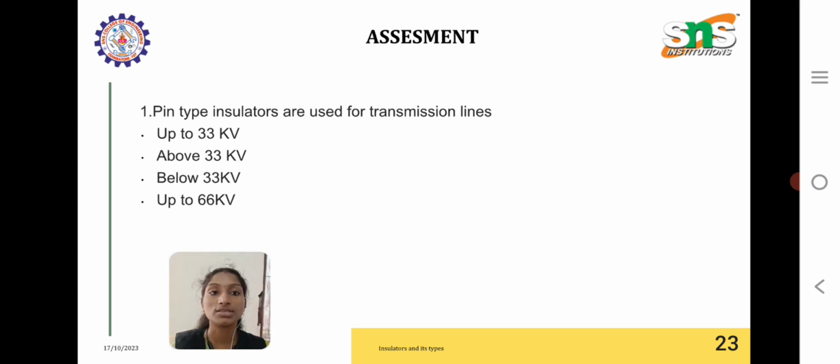Pin type insulators are used for transmission lines up to what, above what, or below what? Up to 33 kV.